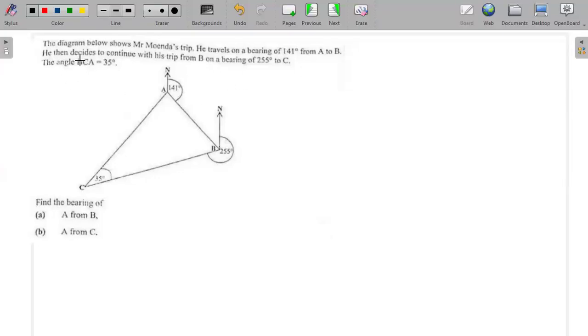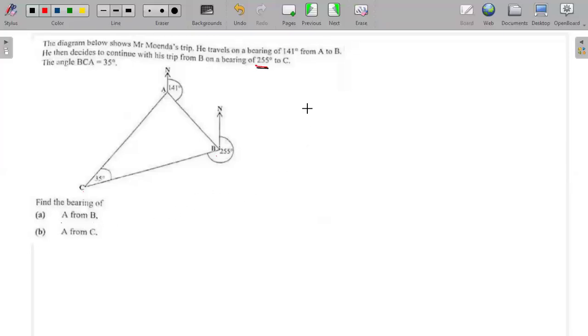And he then decides to continue with his trip from B to C, that is on a bearing of 255 degrees. And then they're telling us that the angle BCA is 35 degrees. So they're telling us now to find the bearing of A from B.